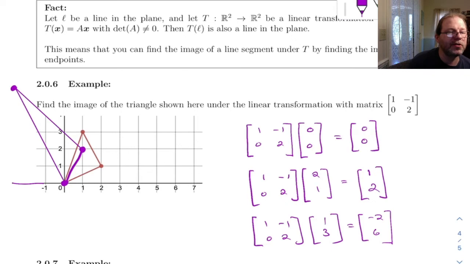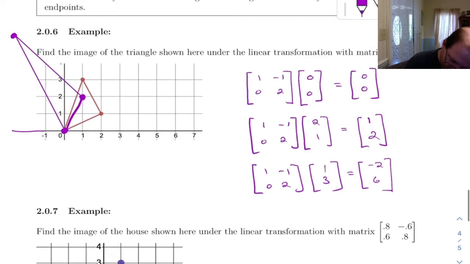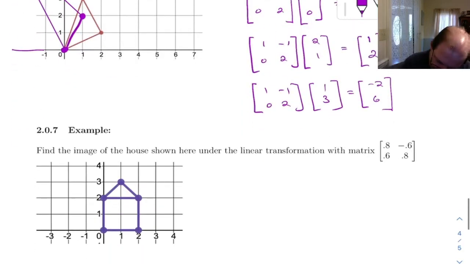So that's the image of this triangle under this linear transformation. Let's look at one more. It says find the image of this house under the linear transformation with this matrix. All right, I don't want to do all this multiplication by hand, so I'm going to use Octave to do it.